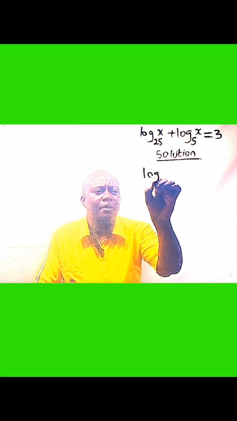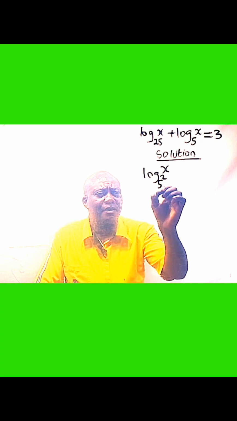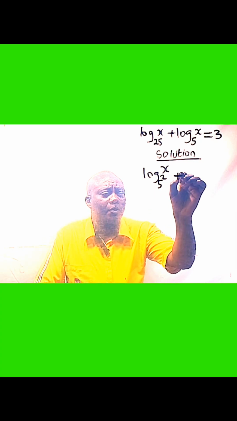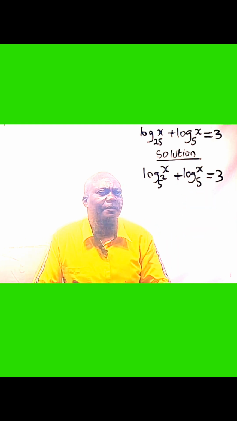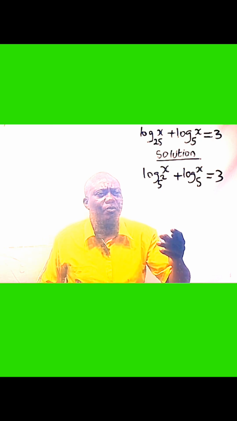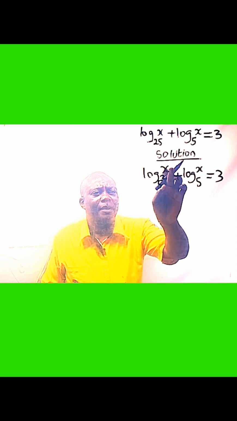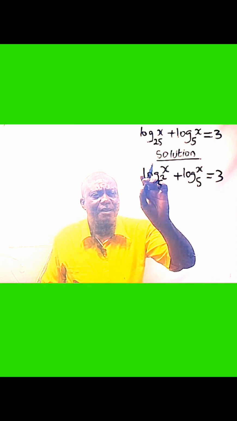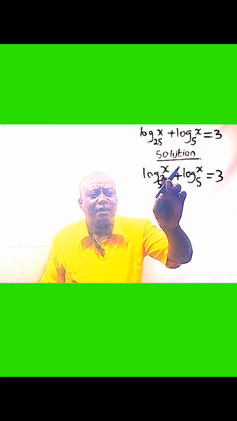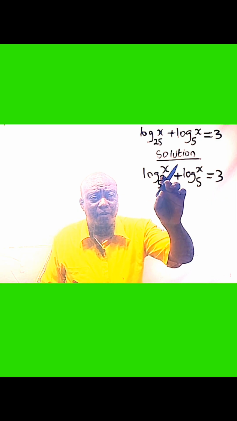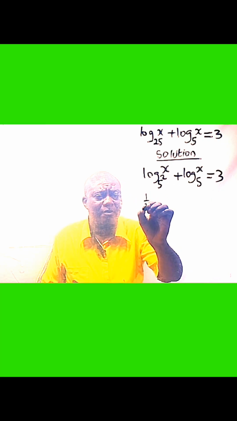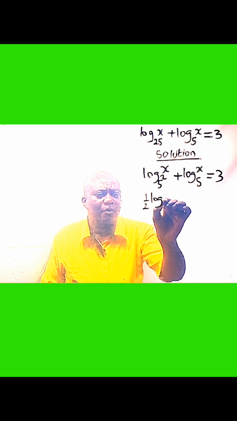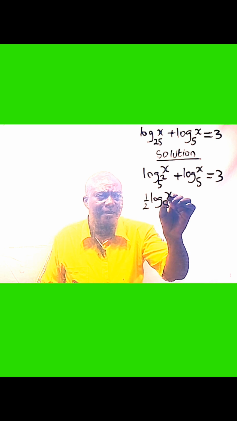So log of x, instead of this 25, let us write 5 squared. It is 25, plus log of x to base 5 equals 3. So as we always do, we multiply the log by the power of this, and the same log here again, we multiply the log with the reciprocal of the power of the base. So this one now we have 1 over 2 log to base 5 of x.